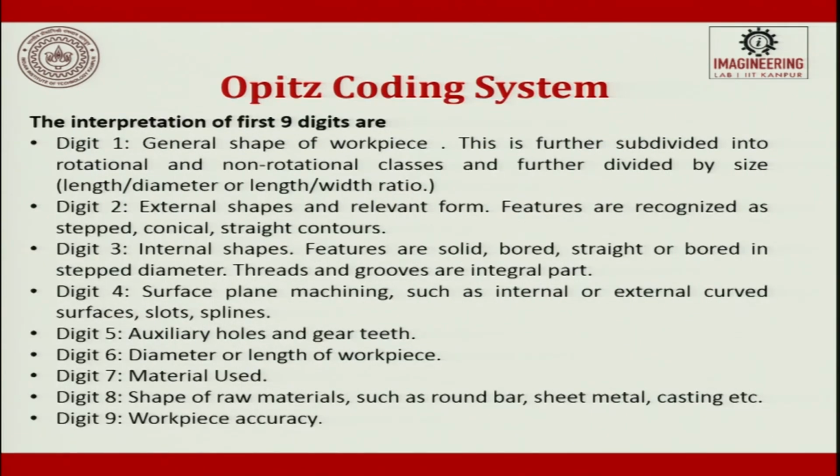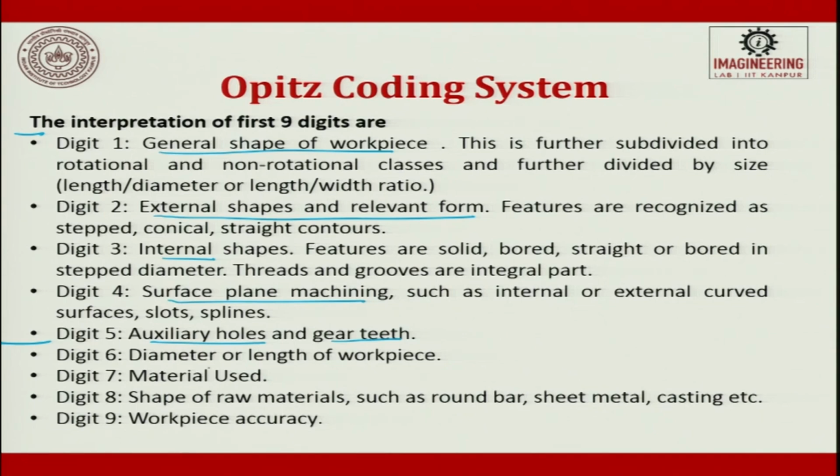So, digit 1 stands for general shape of the workpiece, digit 2 external shape and relevant forms, digit 3 for internal shape, digit 4 for surface plane machining, digit 5 for auxiliary hole and gear. You see there? So, 5 digits are gone. Any part which comes inside a factory from the designer, they look at the features and give these codes to the part.